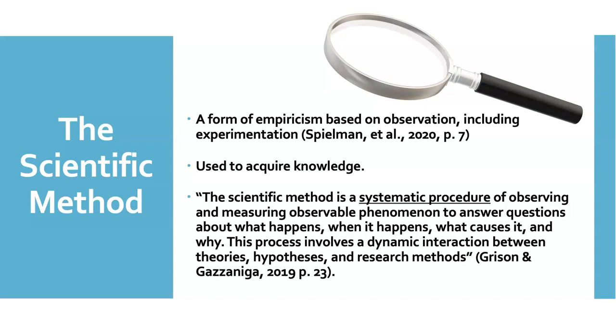And third, here's the definition of the scientific method, which states, the scientific method is a systematic procedure of observing and measuring observable behavior to answer questions about what happens, when it happens, what causes it to happen, and why it happens. This process involves a dynamic interaction between theories, hypotheses, and research methods.